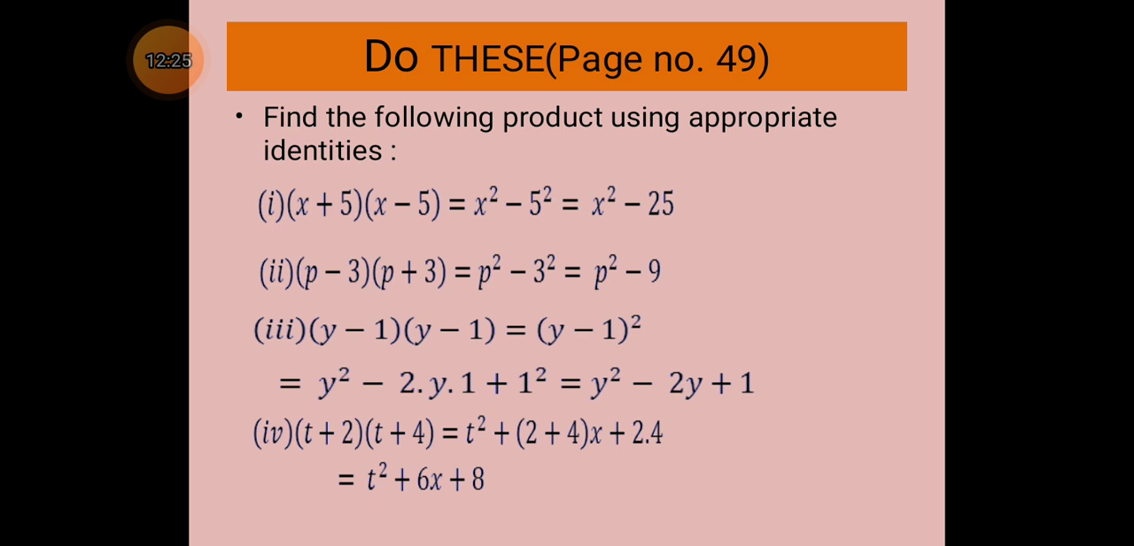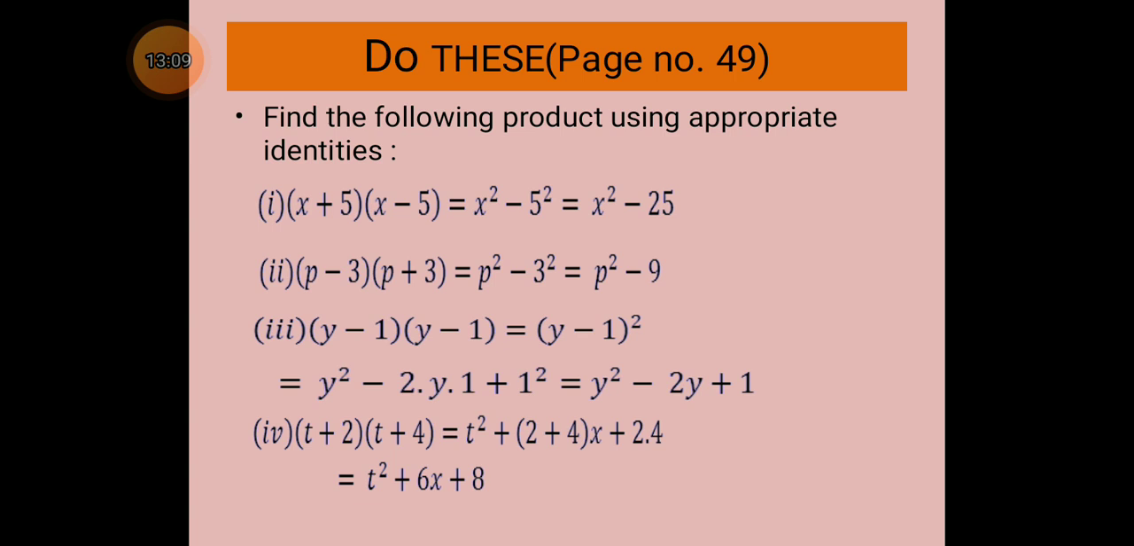Next question is (y − 1)(y − 1). This is the product of two same binomials with a minus sign in between, so we can write it as (y − 1)². This is in which form, children? Yes, it is in the form of (a − b)², which is a² − 2ab + b². Here a is equal to y and b is equal to 1. So a² means y², minus 2ab means minus 2 into y into 1, plus b² means 1². So this is equal to y² − 2y + 1.